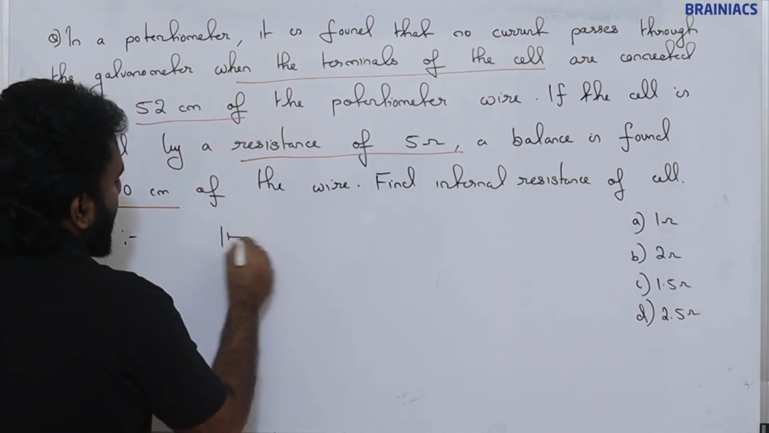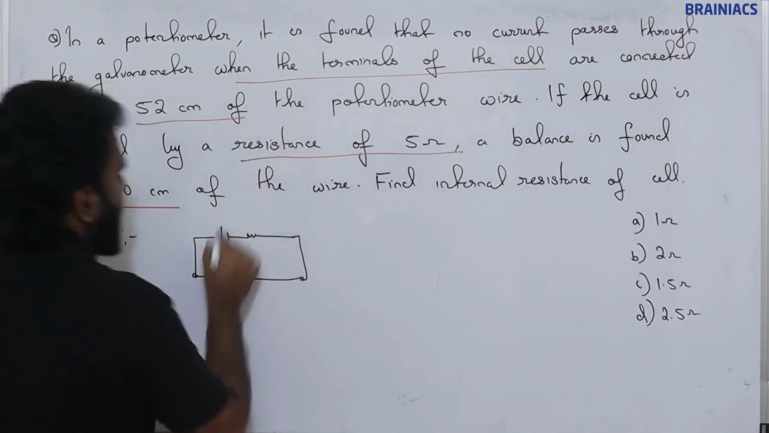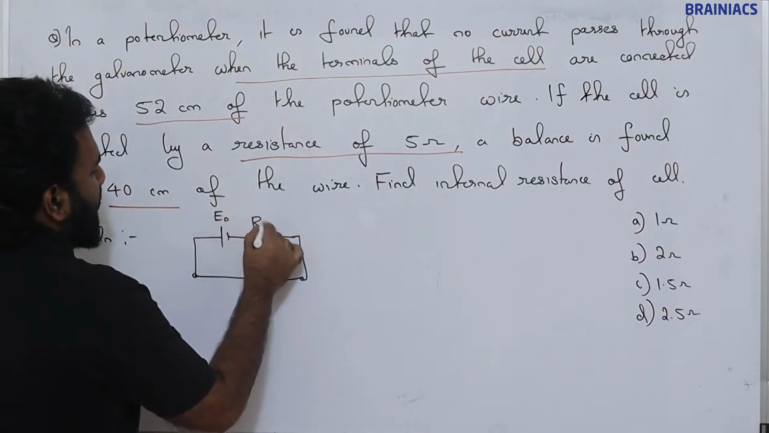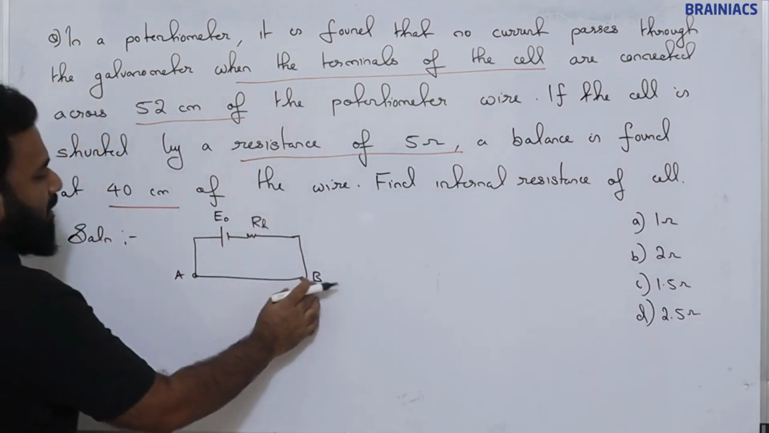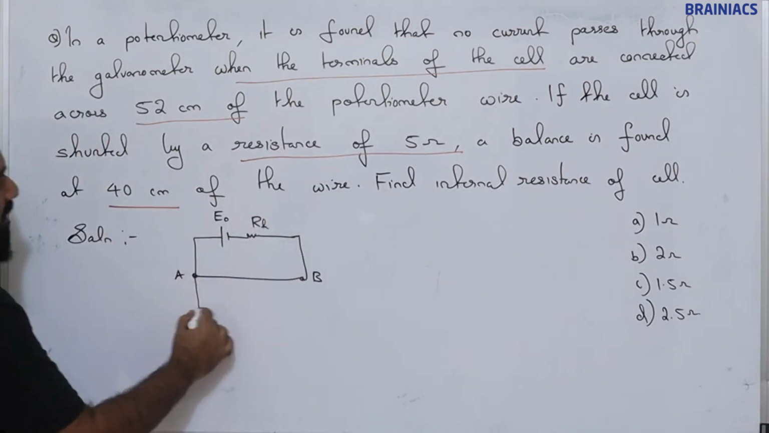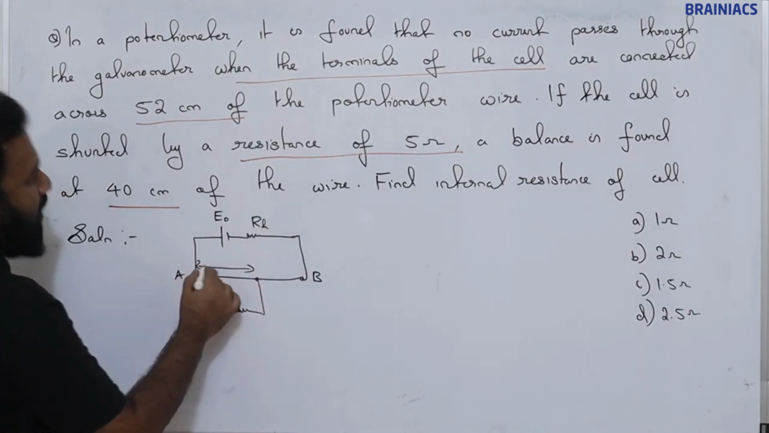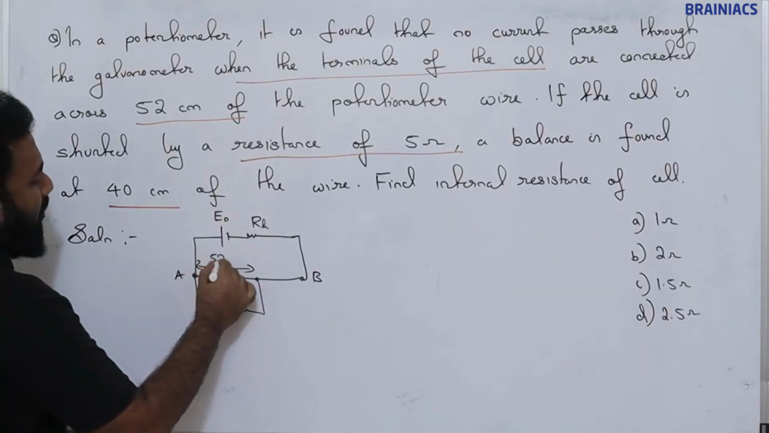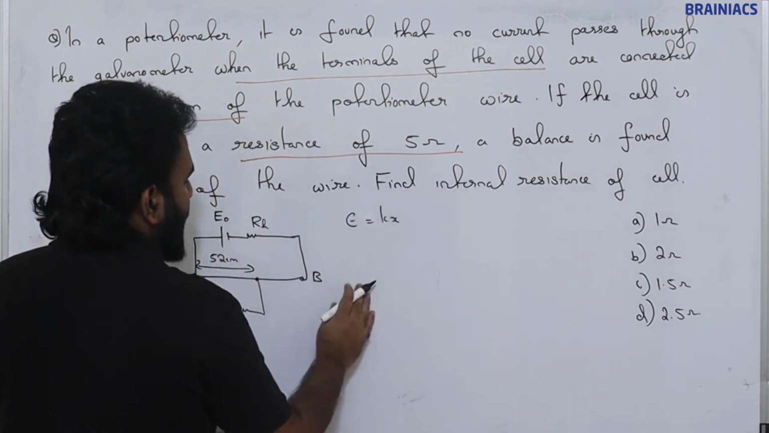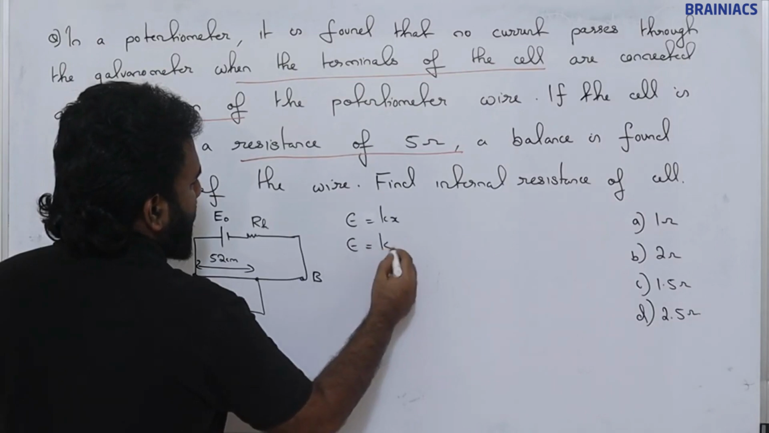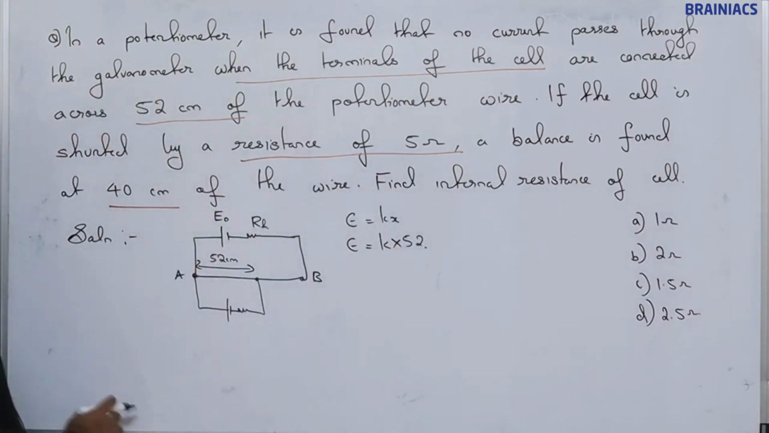Simply this is the potentiometer wire. See, this is a driving cell, rheostat, and potentiometer wire A, B, in simple terms. Now if we connect a cell, this length they have given as 52 centimeters. So we can write E is equal to Kx, same concept. So E is equal to what? Potential gradient K into 52 centimeter, right? So this is the first case.